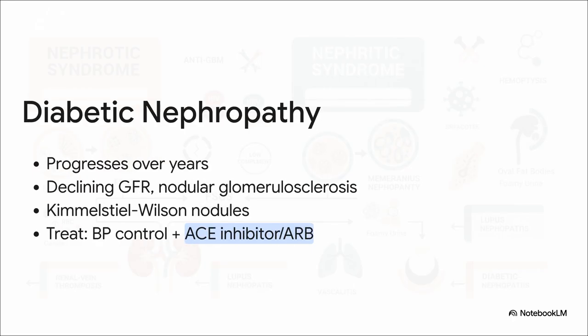Rounding out the nephrotic branch is diabetic nephropathy. This presents with years of progressive albuminuria, often alongside diabetic retinopathy. Pathologically, the absolute hallmark is nodular glomerulosclerosis, the Kimmelstiel-Wilson nodules. First-line treatment to slow progression is strict blood pressure and glucose control using an ACE inhibitor or an ARB.